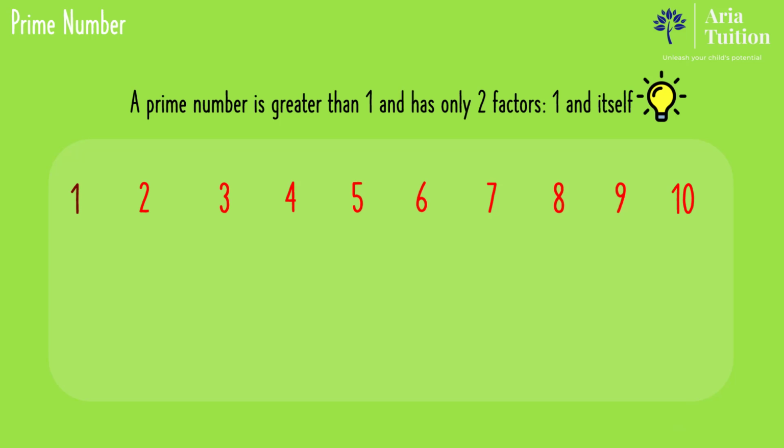1 is not a prime number, as a prime number has to be bigger than 1. 2 has factors of 1 and 2, as only 1 times 2 makes 2. Therefore, 2 is a prime number. 3 is also a prime number, as the only factors are 1 and 3, since 1 times 3 makes 3.